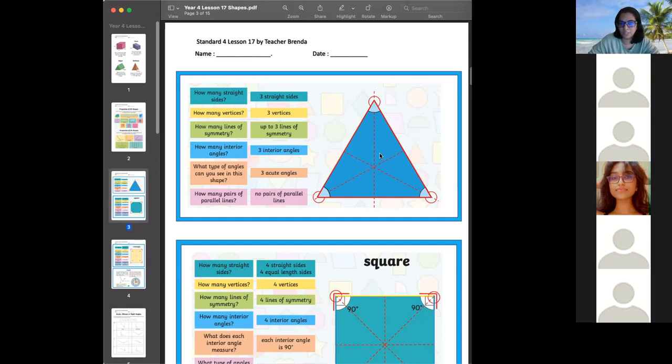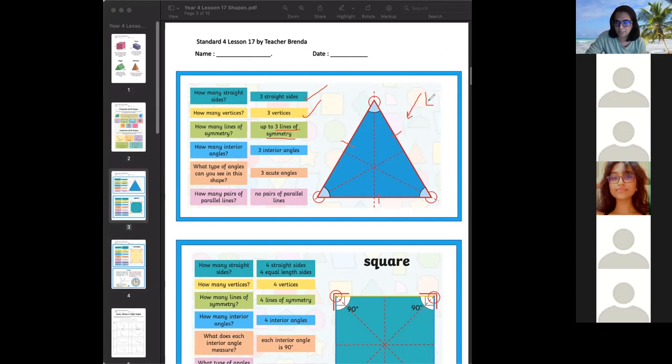When you see a triangle, remember, there are 3 straight sides. It's not just, oh, I see a triangle, that's it. You should know the characteristics of a triangle. It has 3 straight lines. It has 3 vertices. It has up to 3 lines of symmetry if all the sides are the same length, and you call this kind of triangle the equilateral triangle. Equilateral means all 3 sides are the same length.